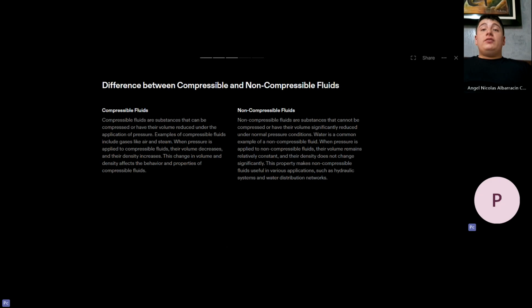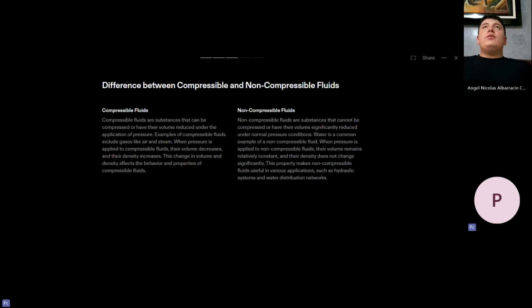Also, we have the non-compressible fluids, which in this case are liquids. Liquids such as water are considered non-compressible, as their volume cannot be significantly reduced by the application of pressure. This property makes them ideal for hydraulic systems and incompressible fluid dynamics.